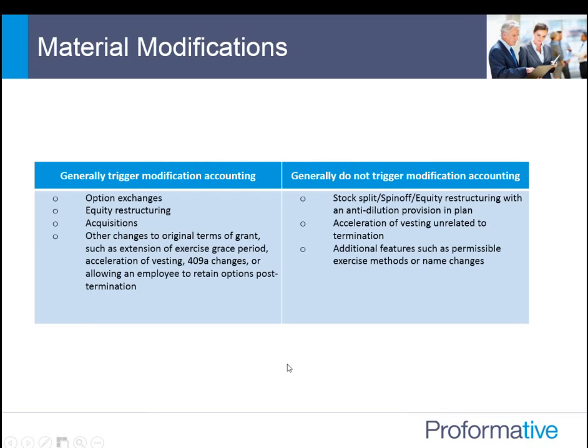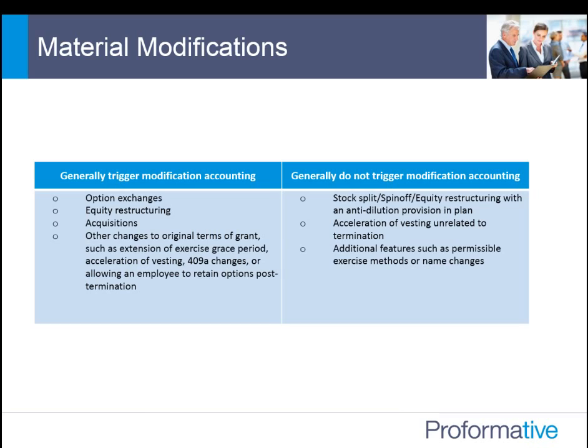The third one that we talked about was material modifications. So Carolyn, you want to talk some about this? Yep, I can. There are some modifications that trigger modification accounting, such as option exchanges like a repricing or an exchange. There is equity restructuring. Some spin-off or stock split transactions will require a modification. Acquisitions. Some other changes, such as an extension of the original grant term period.